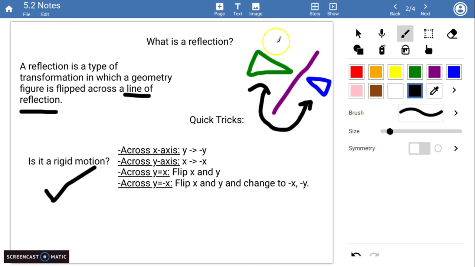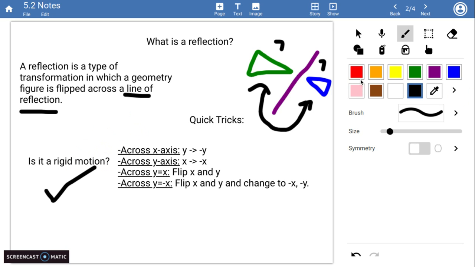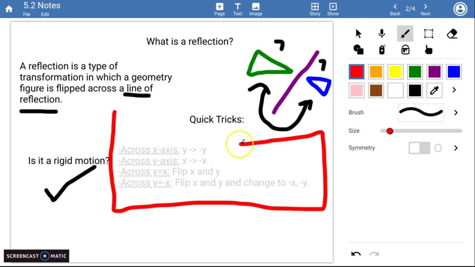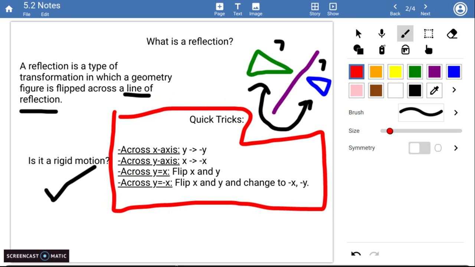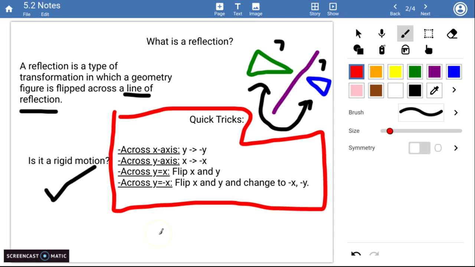Like if the area of this one was 7, that one would have to be 7. Because if it wasn't, then it wouldn't be a correct reflection. But here's some quick tricks. If you're asked to reflect things, there are certain things you can do where you don't even have to graph. If you're asked to reflect something across the x-axis, the y goes to a negative. Now, that doesn't mean that it just changes to a negative. It means that it has the opposite sign.